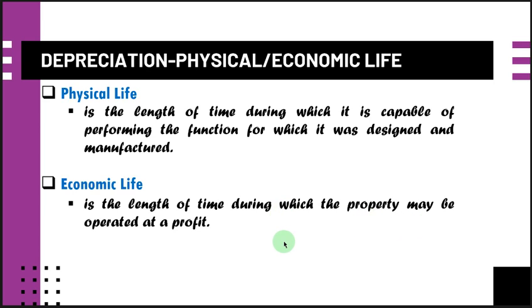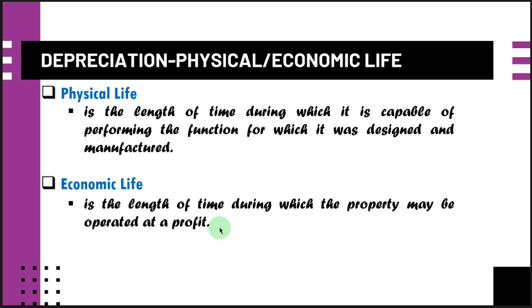Okay? So when the machine is no longer operated for a profit, meaning the machine or the equipment is not performing to what it was designed for, this economic life is no longer existing for this machine or equipment. So when it is operated at a profit, it still has an economic life.